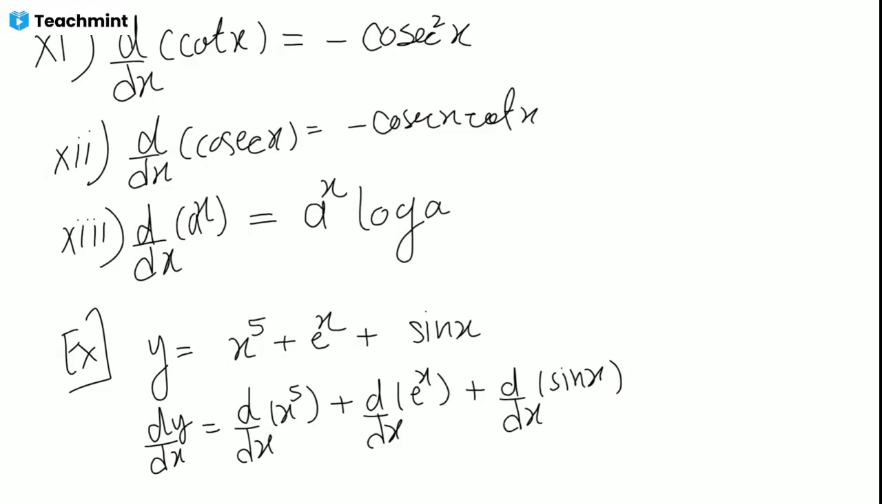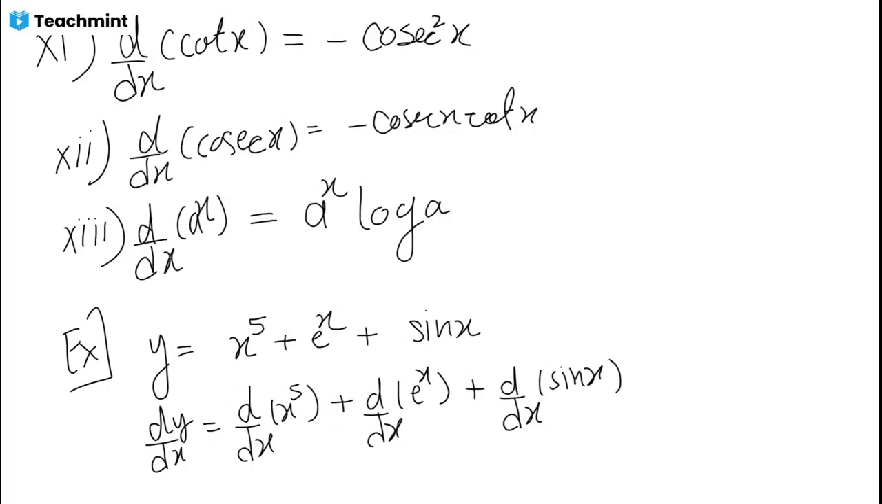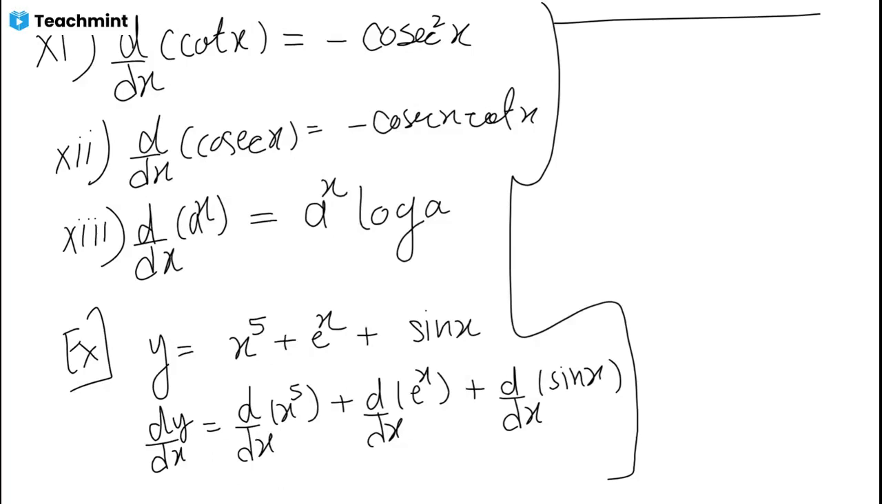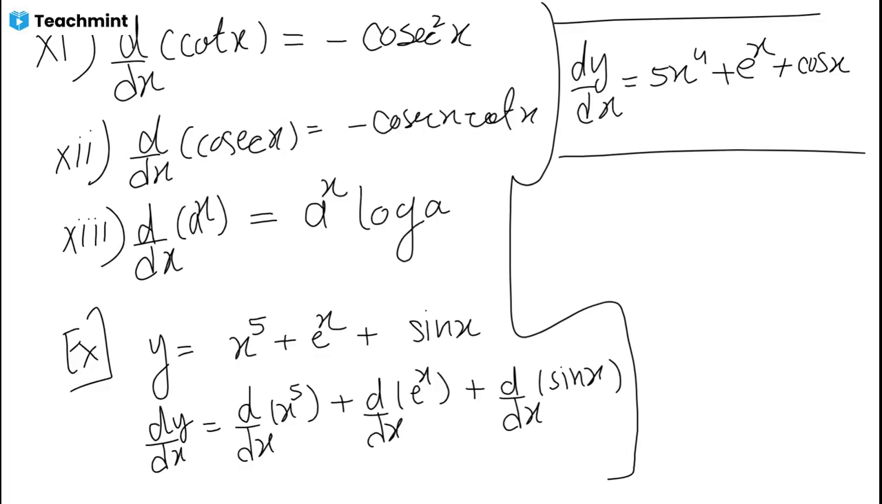First is the power rule. So what will we do? 5x to the power 4. So dy over dx is equal to 5 into x to the power 4. Differentiation of e to the power x is e to the power x, the same. And differentiation of sin x is cos x. So this is the answer. Let us do some more examples, three or four, including all of these formulas. Let us take the next example on the next page.